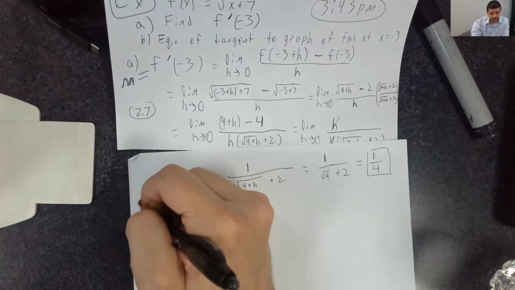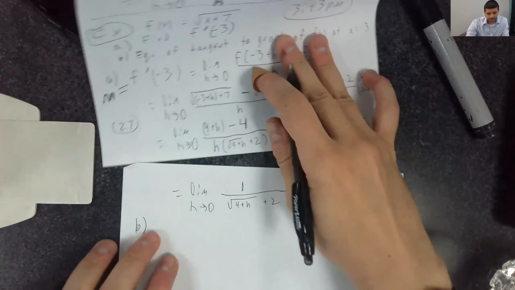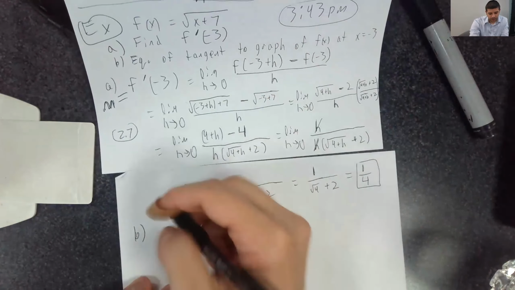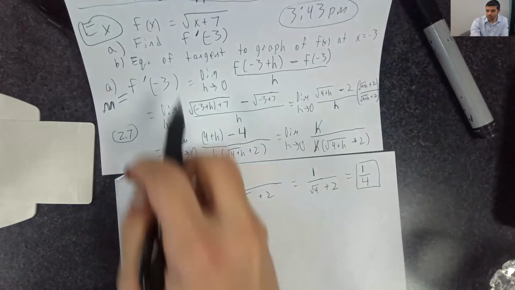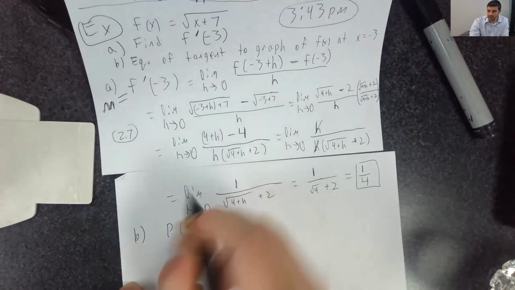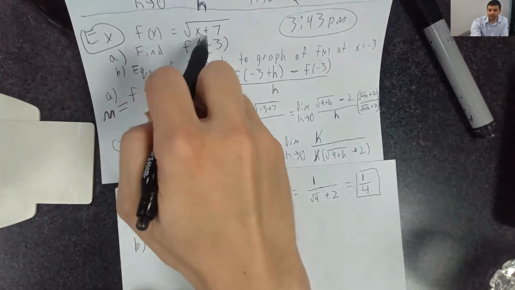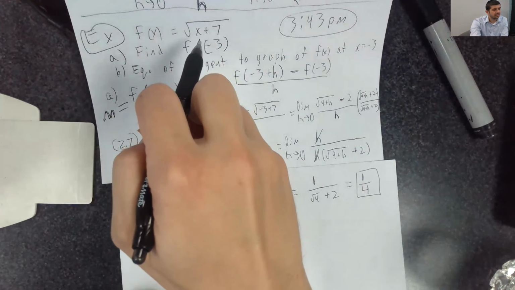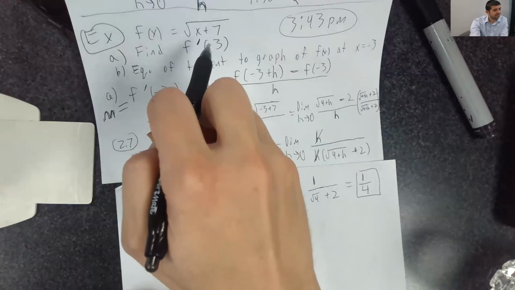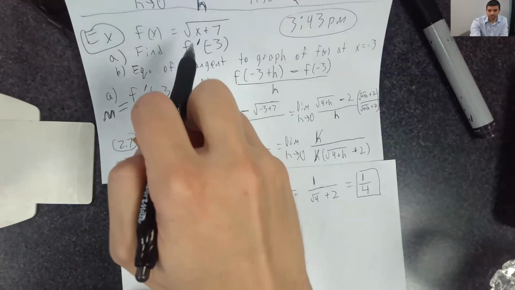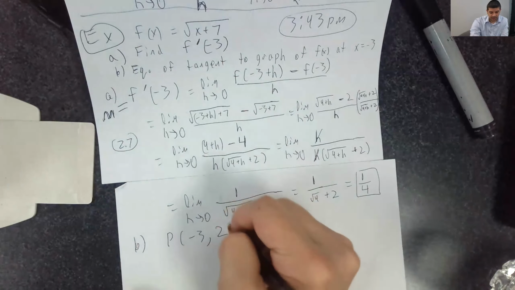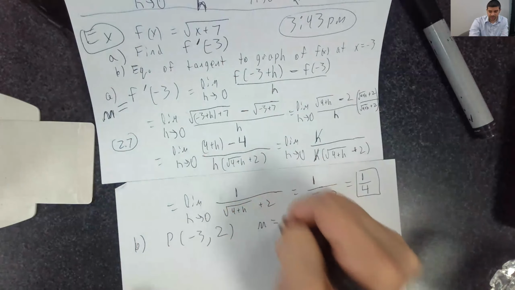Okay, so part B. We have a point P. The point P, they always have to give you, it's -3, comma, what's the y value of the point? Right, I have to plug in -3 for x. -3 plus 7 is 4, and then radical 2. And what's the slope? 1/4.